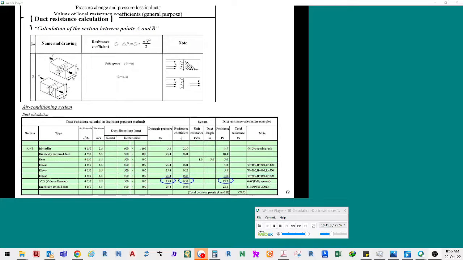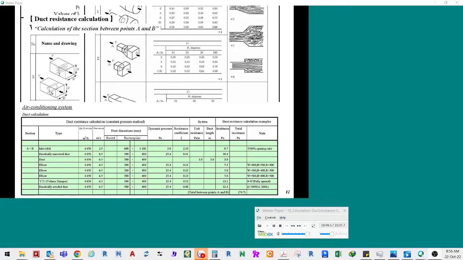Use the resistance coefficient obtained when the damper is fully opened. The resistance coefficient of an extended duct is determined based on the ratio of the inlet area to the outlet area and the extended angle. Here, the duct inlet area is 0.2 square meters, and the duct outlet area is 1.8 square meters. The area ratio, therefore, is 9. If the extended angle is 180 degrees, the resistance coefficient is 0.88.